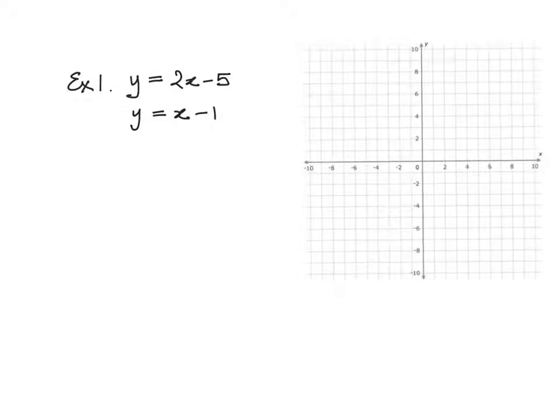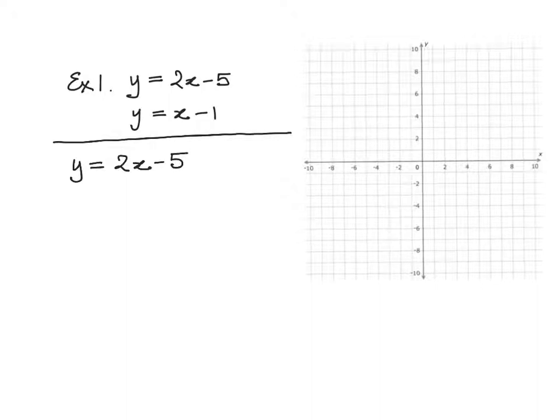What I'm going to do is draw both lines and find the point where they meet, and that constitutes the solution to the pair of equations. So, first equation, y equals 2x minus 5. What I can do is pick some values of x and see what values of y I get.